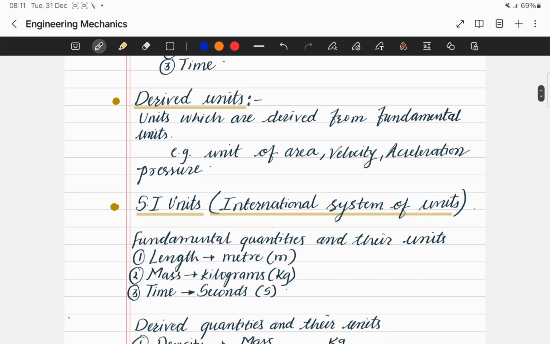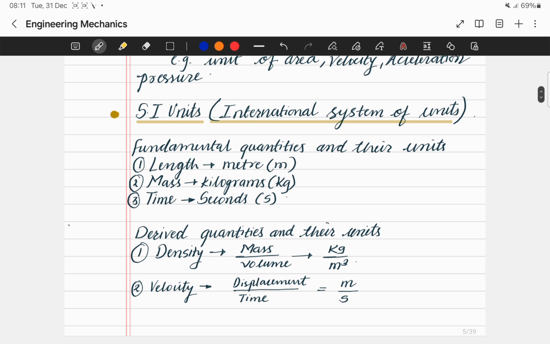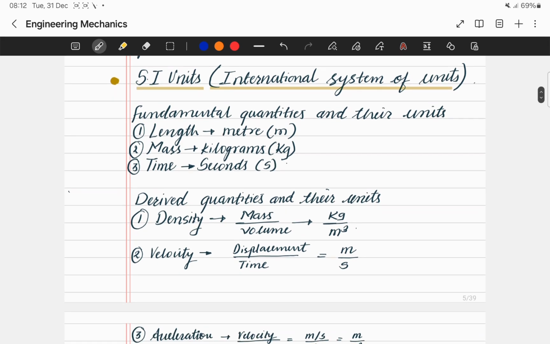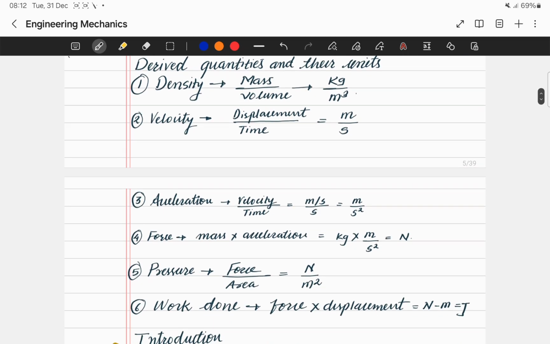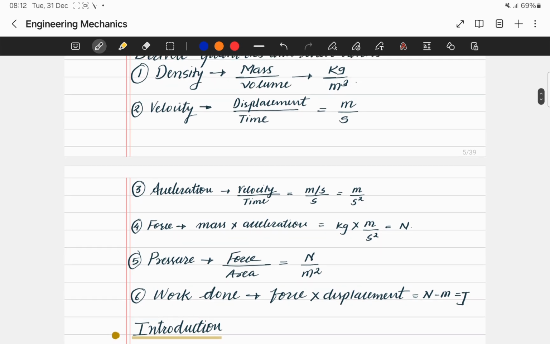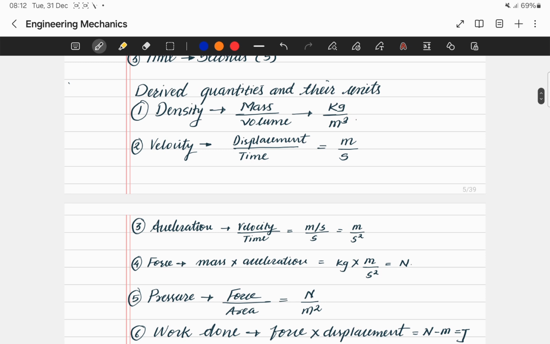If we consider the SI unit system, that is the International System of Units, length is measured in meter, mass is measured in kilograms, kg, and time is measured in second. So length, mass and time are nothing but the fundamental quantities. Suppose these are the different derived quantities. We have here only six derived quantities, but there are a number of derived quantities. So we will first see what the derived quantities and their units are.